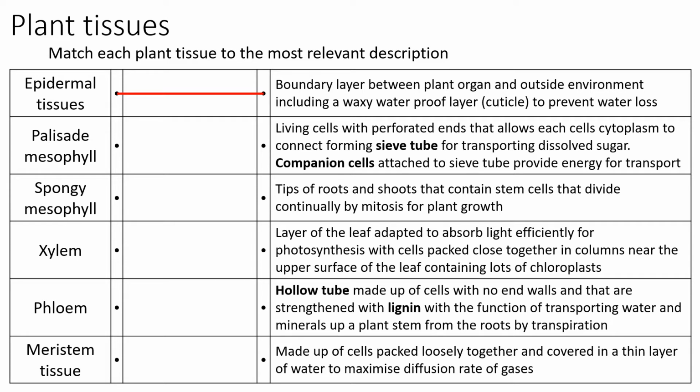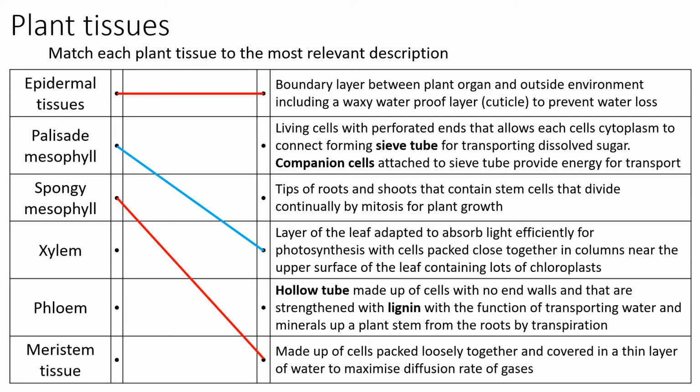The palisade mesophyll, well, that is the layer that had all of the chloroplasts in tightly packed cells. They're all in big long columns to maximize the absorption of light, and that's to maximize the rate of photosynthesis. The spongy mesophyll, well, they're made up of cells that are loosely packed together and have got a thin layer of water around them, and again, they're designed to maximize the rate of gas diffusion.